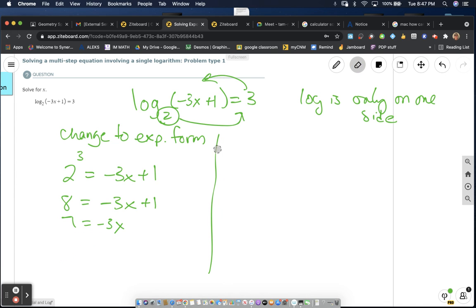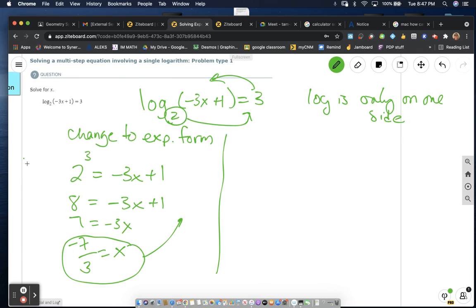I love checking equations because I know I'm always going to be able to fix it. So you get negative 7/3 equals x. Then you can plug it in: negative 7/3 times negative 3, you get positive 7 plus 1 is 8. And it checks. Trust me, 2 to the 3rd equals 8.